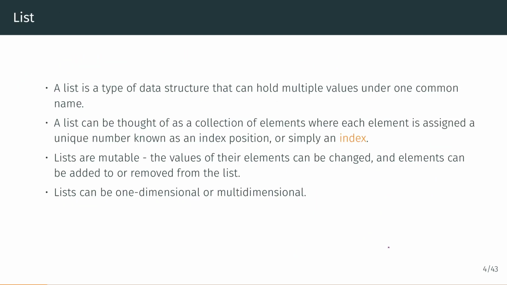So the data structure that we'll talk about today is called a list. It's one of the fundamental data structures in Python, and indeed you'll find things like a list in any programming language. You'll find lists or list-type things in Java, C++, C Sharp, or any programming language that you might have encountered. So what is a list? A list is a type of data structure that can hold multiple values under one common name. This is important. It can hold multiple values, but under a common name.